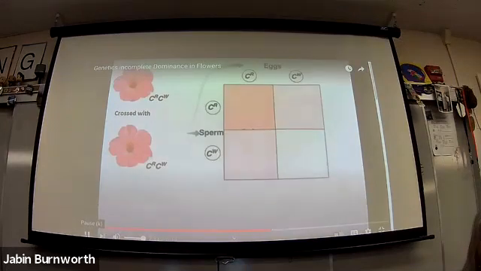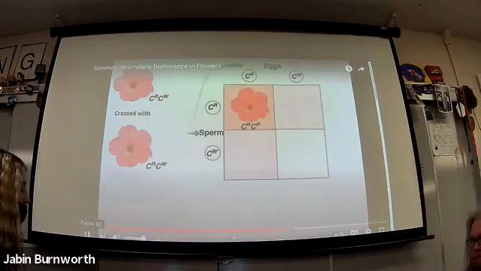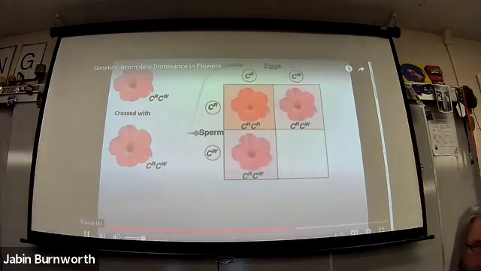We'll set up our Punnett squares. We can see here, Punnett squares set up. Fill it in. So far, what we've got is a red. A quarter of them appear to be red, and so far half of them are pink. Let's keep this Punnett square going.